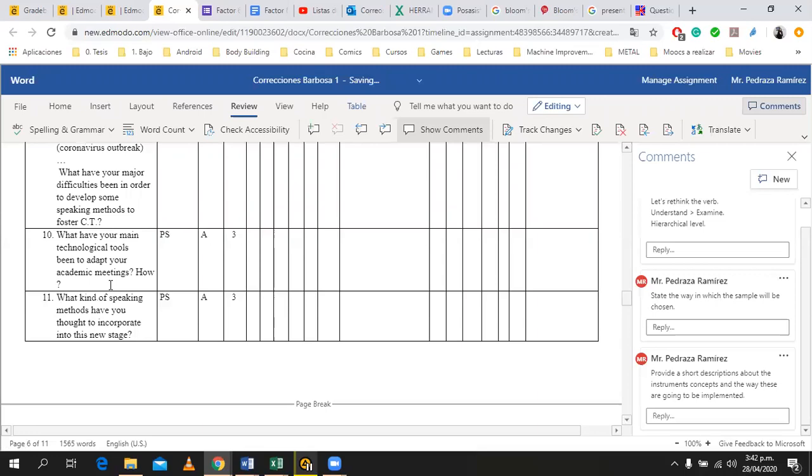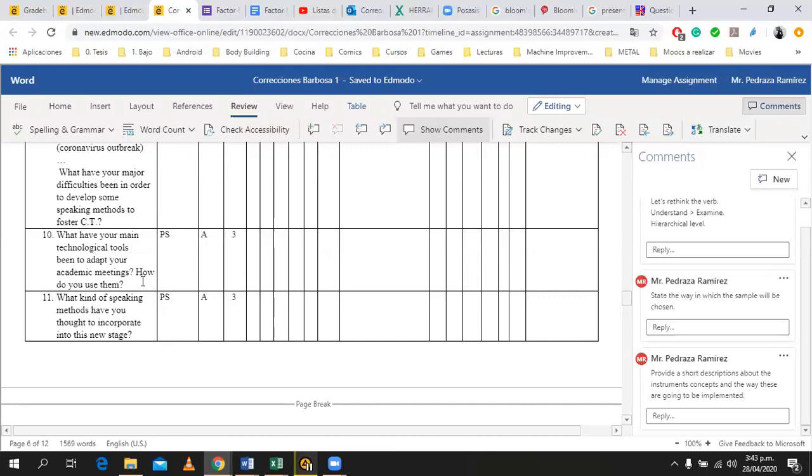How do you implement them? Right? What have your main technological tools been to adapt your academic meetings? How do you implement them? Or how do you use them? So for example, let's say which ones? No, but you say why do you use them? Or why do you implement them? So for example, why? Because let's say like this: tools, Zoom and Jitsi. Why? Because it allows me to create a video. And that's all. That's your answer, right?